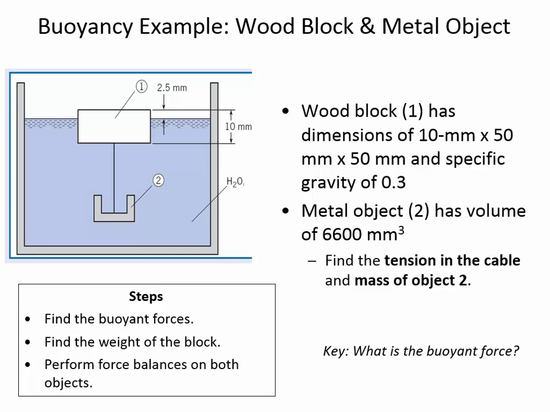So that's 0.3 times 9810 newtons per meter cubed times the 10 millimeters by 50 millimeters by 50 millimeters. And then converting from cubic millimeters to cubic meters, it's 10 to the 9th cubic millimeters per cubic meter. Okay, so object 1 has a weight of 0.0736 newtons.